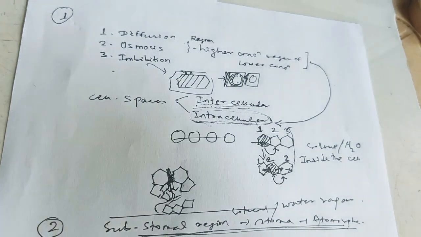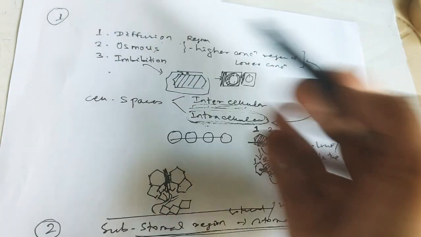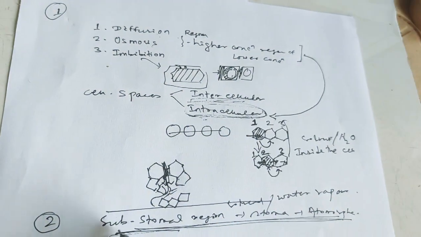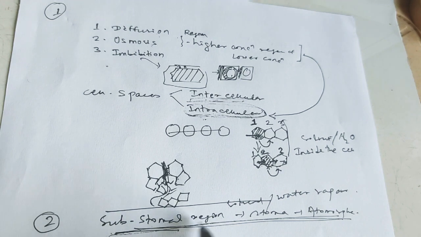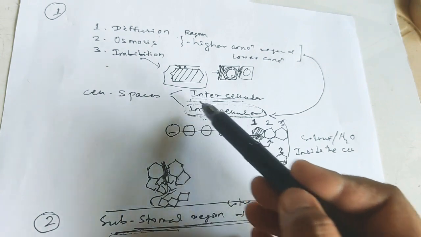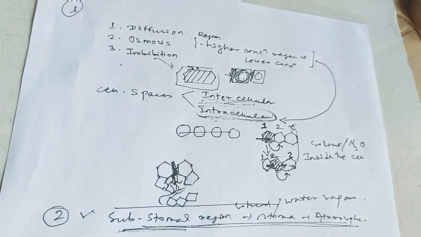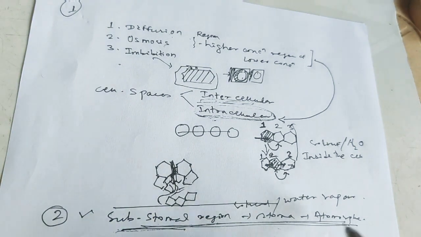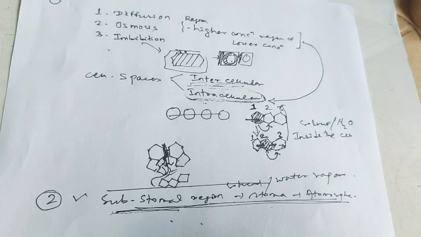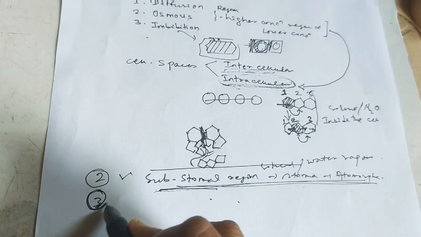Same in the case of diffusion and osmosis: the water passes and finally reaches the substomatal region. Likewise, in the case of imbibition, it passes through the intercellular spaces and finally also reaches the substomatal region, then the stoma, then the atmosphere, and it is released to the atmosphere. Clear? Okay.